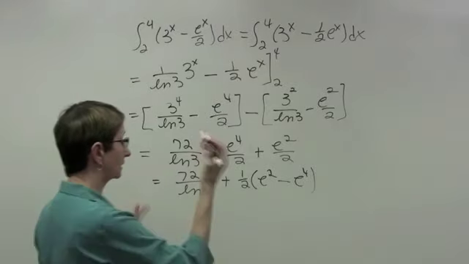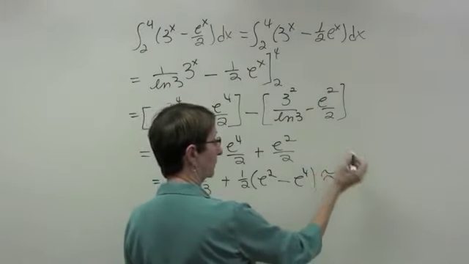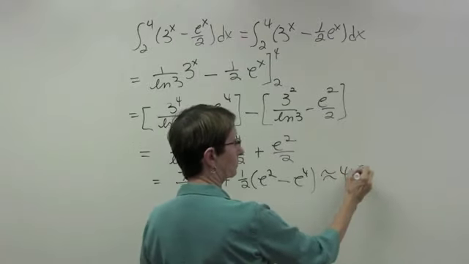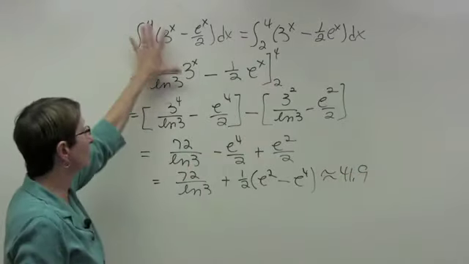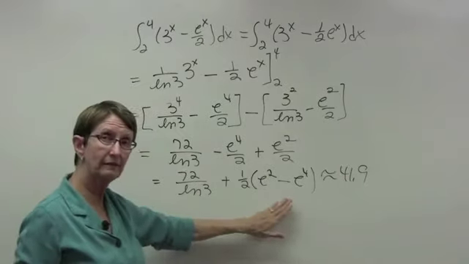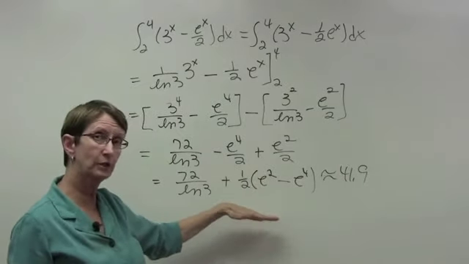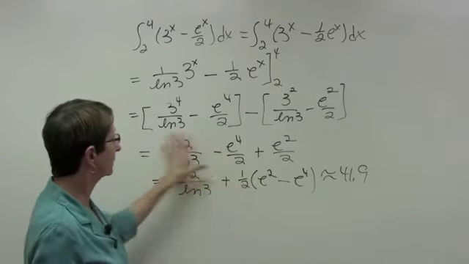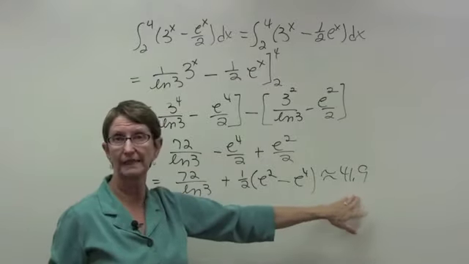Or you could put it all in the calculator and come up with an estimate, which is about 41.9. But remember, what we're looking at here is the way to find the exact value of the integral. But typically, with a lot of these, we do want to get a decimal value.